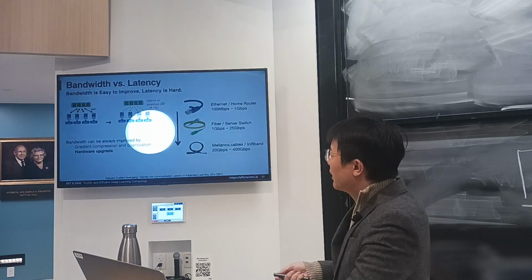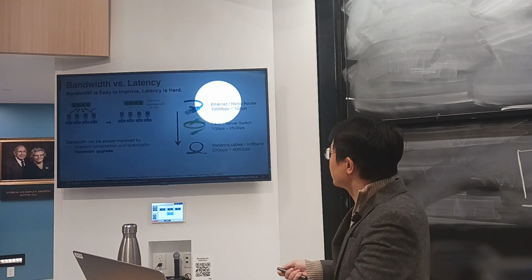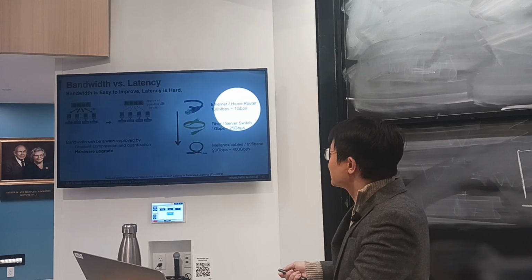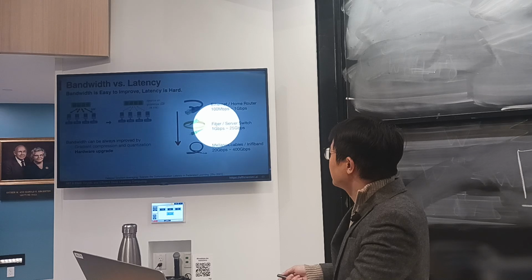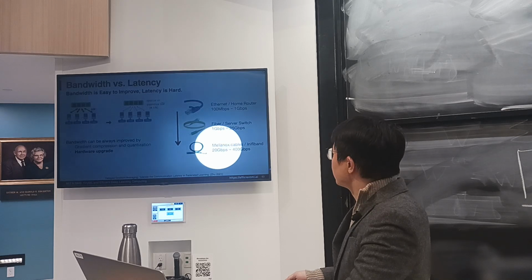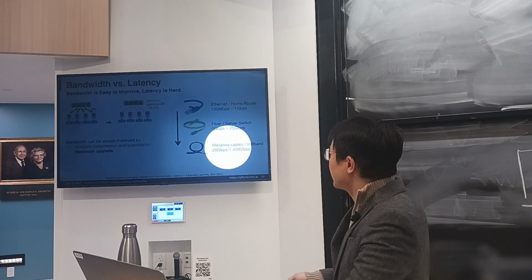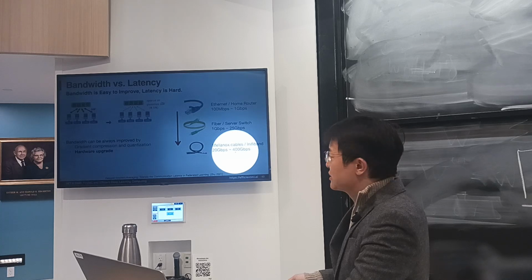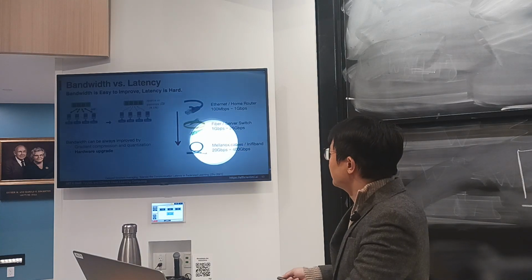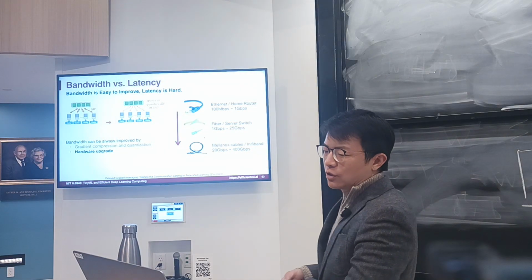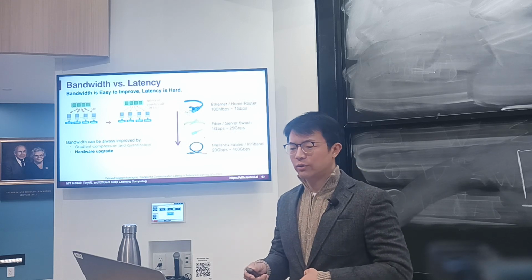We can also upgrade the hardware. Ethernet has 100 megabits to 1 gigabit per second. Fiber has about 1 gigabit to 25 gigabit per second. We can also upgrade it to InfiniBand, which can easily get 400 gigabit per second these days. So the bandwidth can be improved by upgrading your hardware.